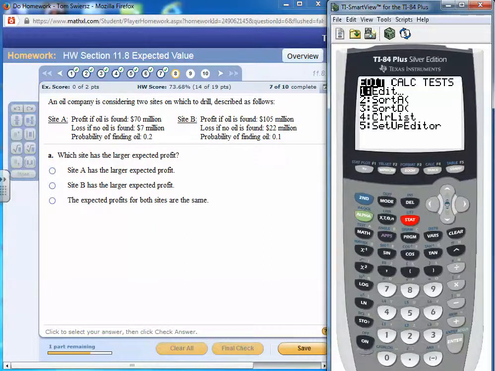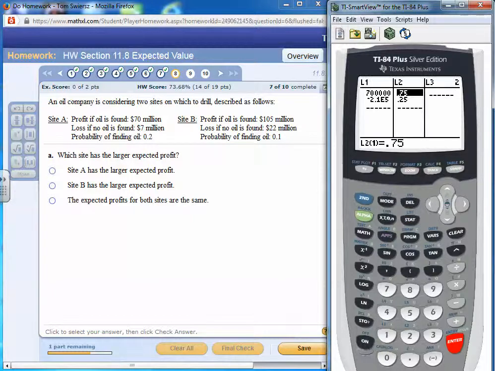Now probably for most of us, it'd be easier to go to stat, edit, and then put the values in L1 and the probabilities in L2. It's just easier to do. So again, L1, 70 million, and then a loss, so it's a negative 7 million. And the probability of profit is 0.2, given in the problem.